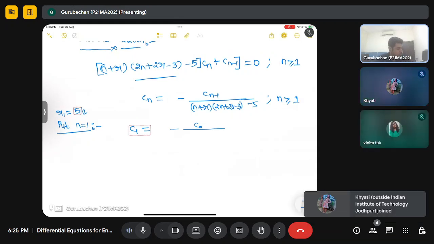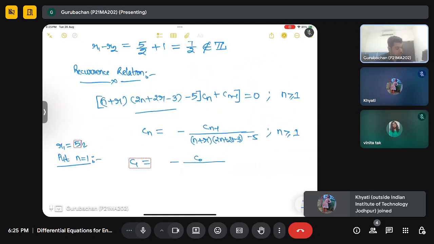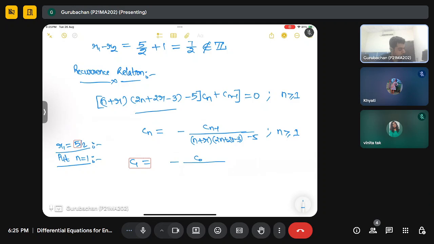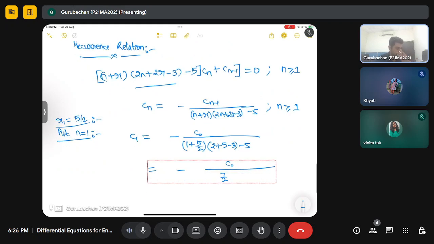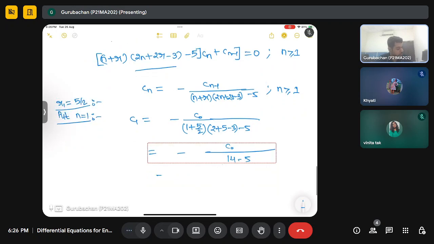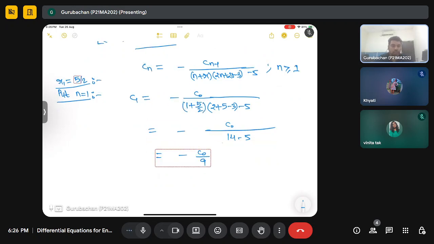So r1 equal to 5 by 2, and n equal to 1, what will it give? It will give you 1 plus 5 by 2, so this will be 2 plus 5 minus 3 minus 5. So this will give you minus C naught divided by 7 by 2 into, this is 5 plus 2, 7 minus 3, 4, that is nothing but 14 minus 5. So this will be minus C naught divided by 9. So we got C1 in terms of C naught.